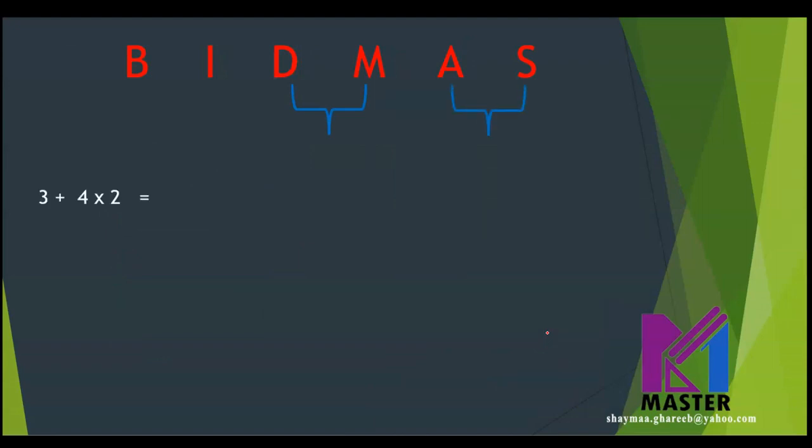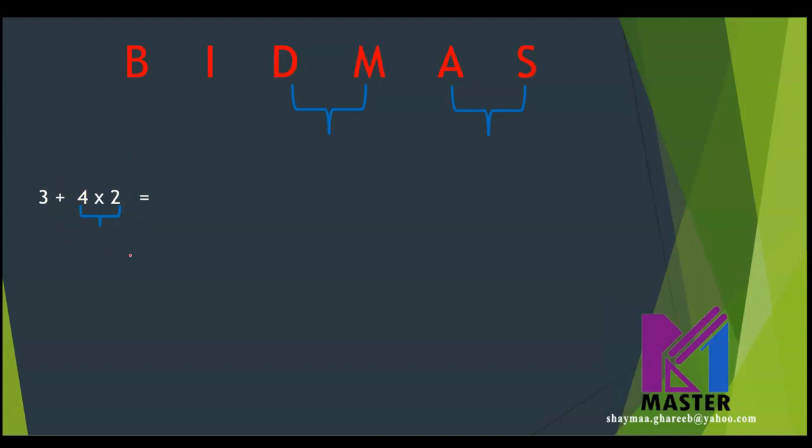This is to remind you of the order. In this sentence, I have two operations. I have addition and I have multiplication. According to the order, which one should be done first, the addition or the multiplication? The multiplication comes before the addition in order, right? Multiplication, then addition and subtraction at the end. So I have to start with the multiplication.